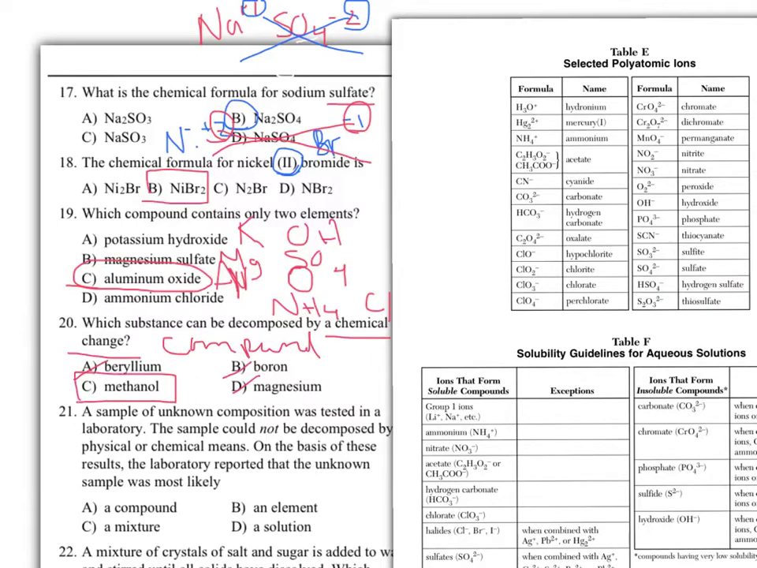Question 21 asks about a substance that cannot be decomposed by physical or chemical means. Recall that substances that are decomposed by physical means are mixtures, and substances that are decomposed by chemical means are compounds. So if it's not a mixture or a compound, then it must be an element. Recall that a solution is just another name for a homogeneous mixture.